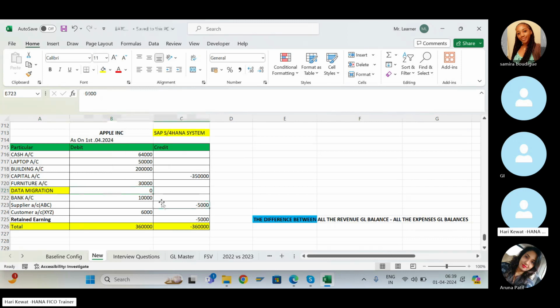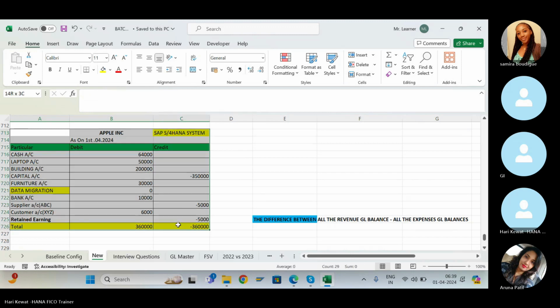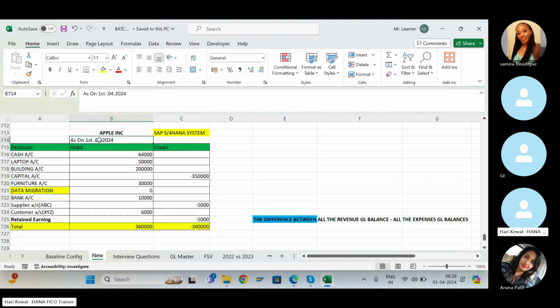So this is how it will go. This is your opening balance, trial balance. Once this balance is okay, everything is okay, you have to begin your day-to-day posting from 1st April 2024 in the SAP system. Is it clear, everyone?